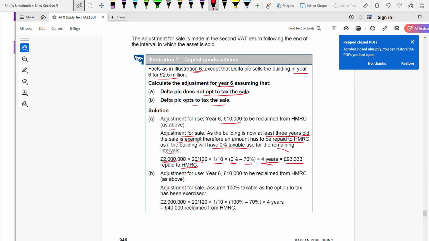Next, when you opt to tax, still 10,000. Okay, so 100% taxable. So 100 minus 70, only this changes. Everything else remains the same. This will now be reclaimed from HMRC. That is the only difference.